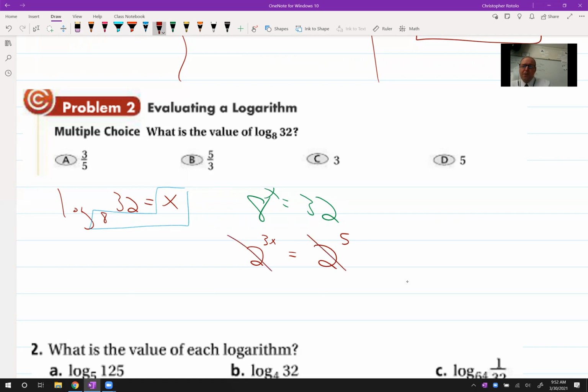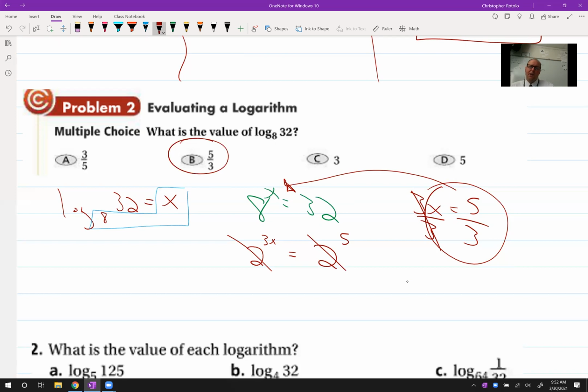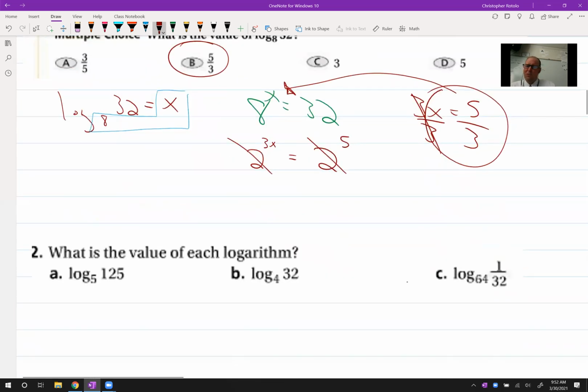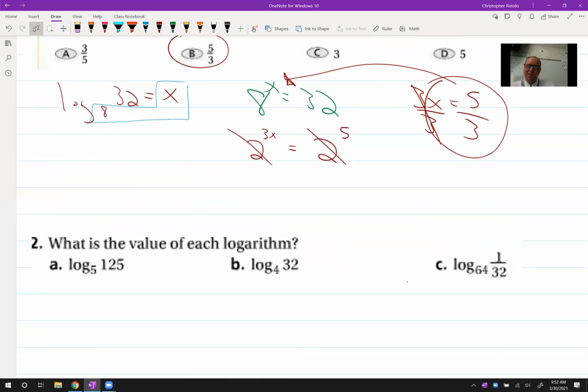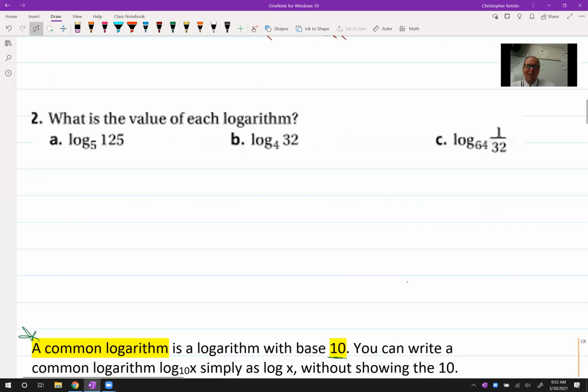So now I get to drop the base. So we're going to solve this. 3x equals 5, divide by 3. Look at that. That means if I took 8 to the 5/3 power, I would get 32. So 5/3 is my answer. If you don't believe me, put it in your calculator. But why wouldn't you believe me? Seriously, we've been doing a lot of work together, and I'm going to play like that?